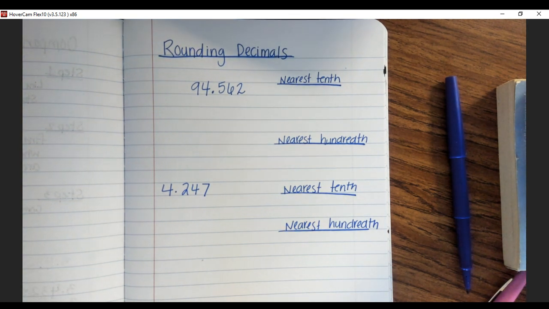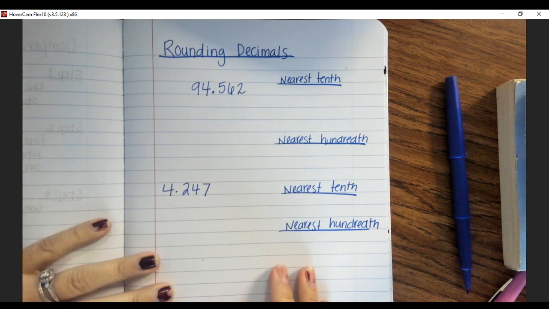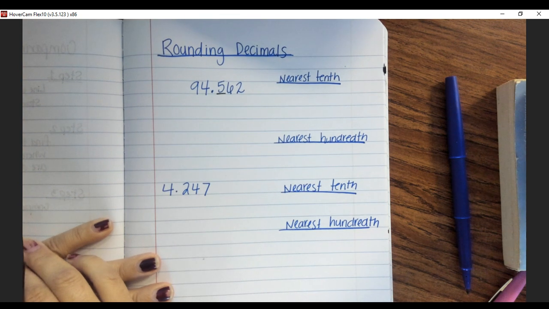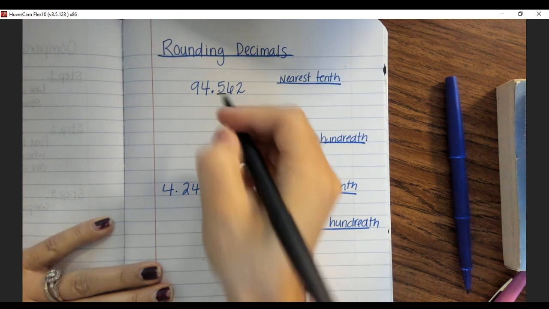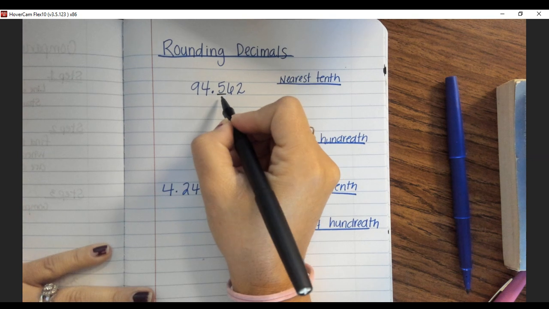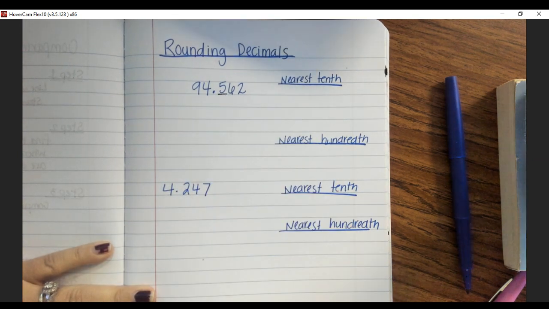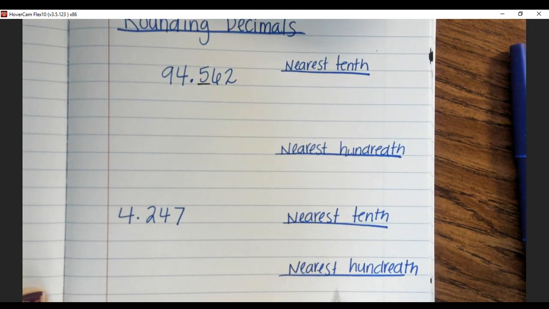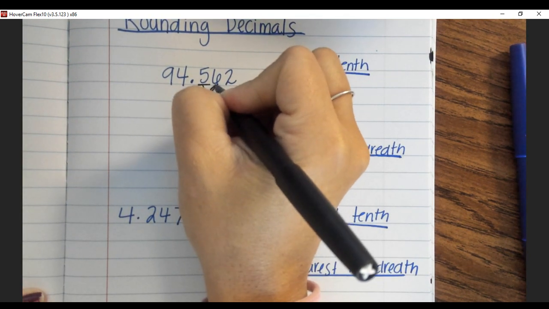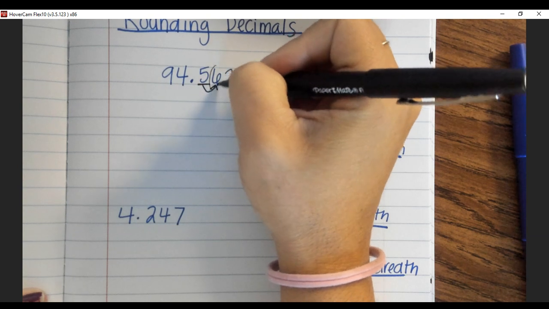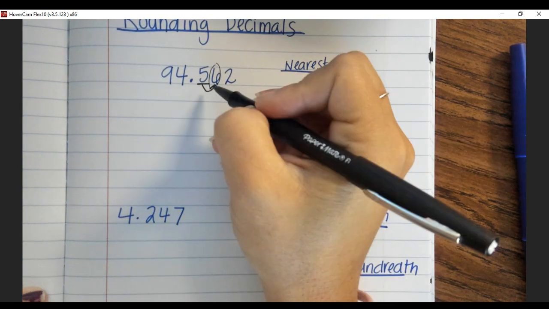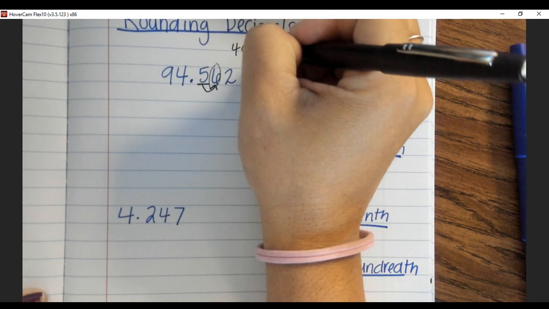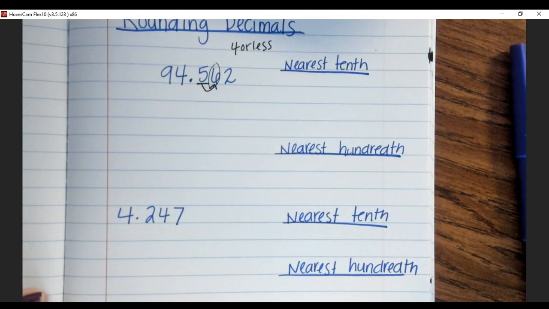Now, looking at a place value chart, we know that the tenths place is here. Now, what I'm going to do is if I round it to the nearest tenth, that means I'm going to underline the place that I'm going to be rounding, which is the tenths place. Then I'm going to look at the digit to the right, which is the sixth. Now, remember, if it's 4 or less, you're going to let it rest.